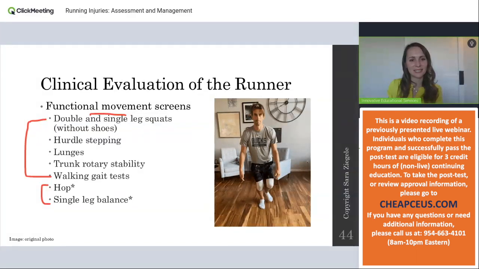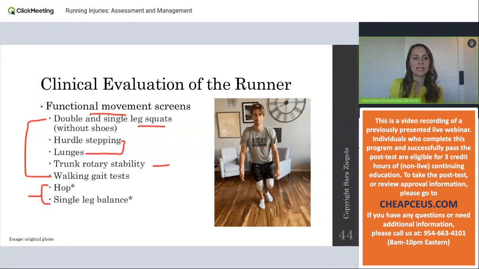The double and single leg squats, these are great because they're going to show loading in that flexed position. Single leg squats, especially, I think are valuable because they show us how we do that single limb loading, which is very similar to our loading phase of running. Hurdle stepping and lunges are kind of similar in that dynamic loading and movement pattern, and then rotary stability as well.